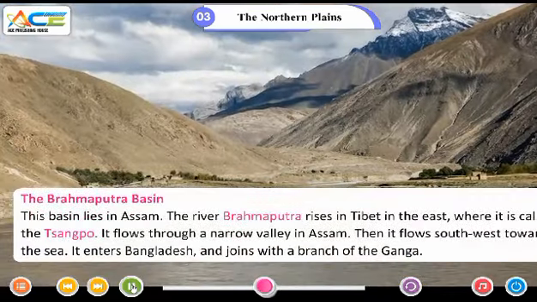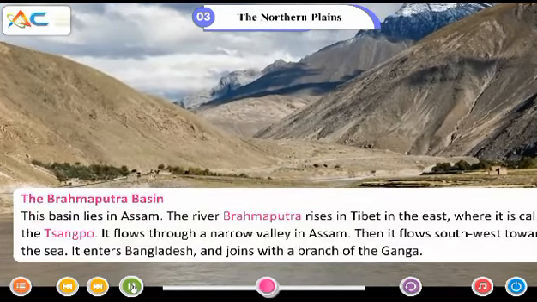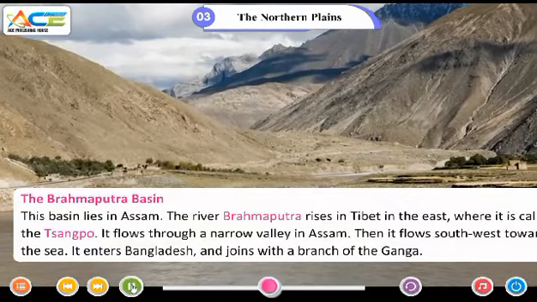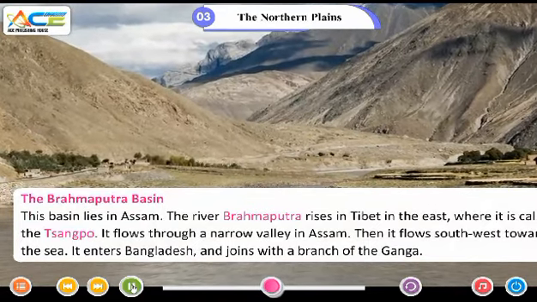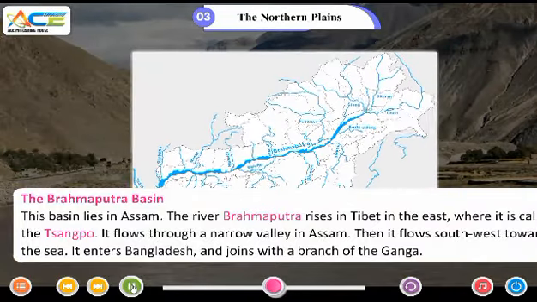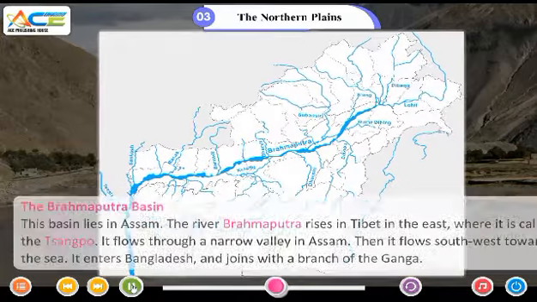The Brahmaputra basin. This basin lies in Assam. The river Brahmaputra rises in Tibet in the east, where it is called the Sangpo. It flows through a narrow valley in Assam. Then it flows southwest towards the sea. It enters Bangladesh and joins with the branch of Ganga.